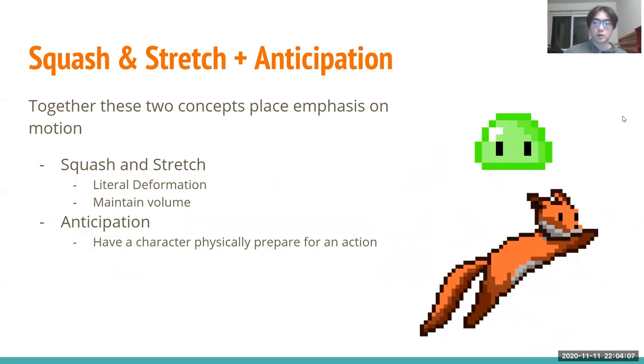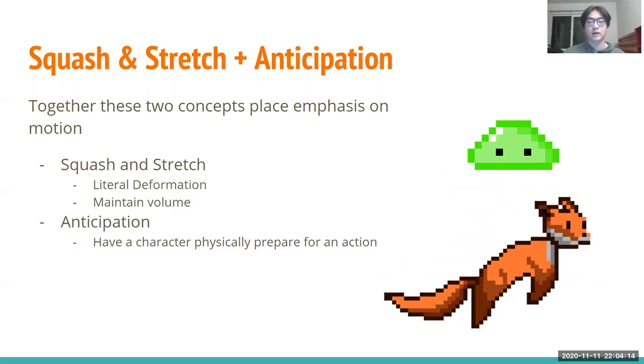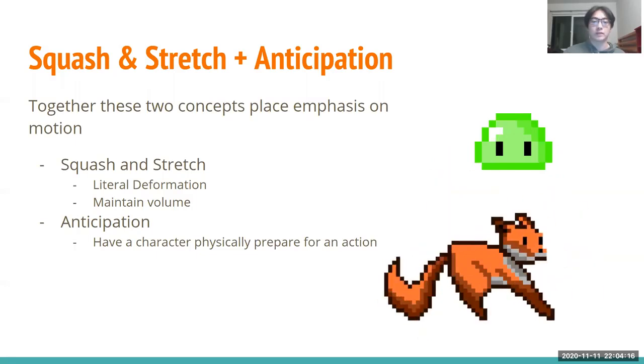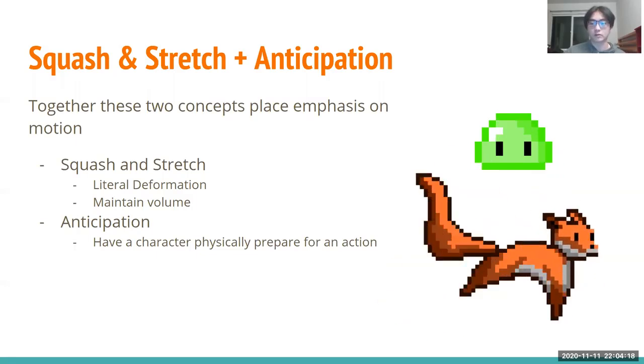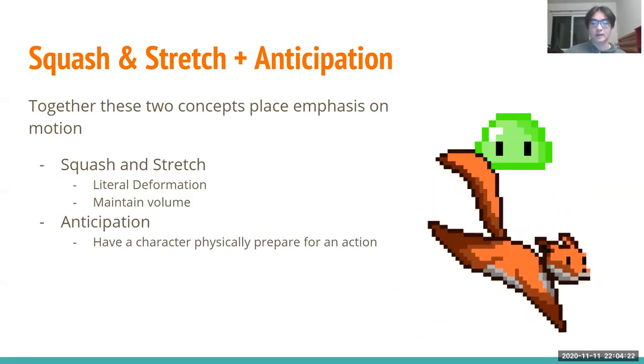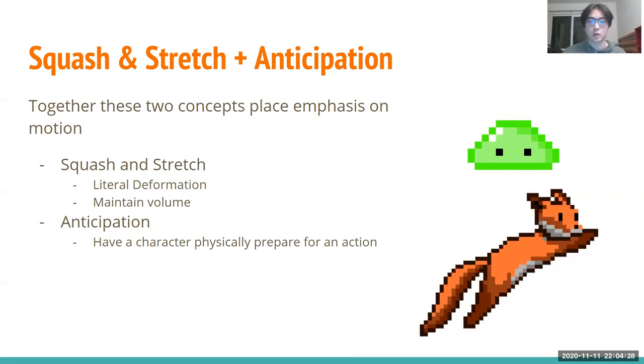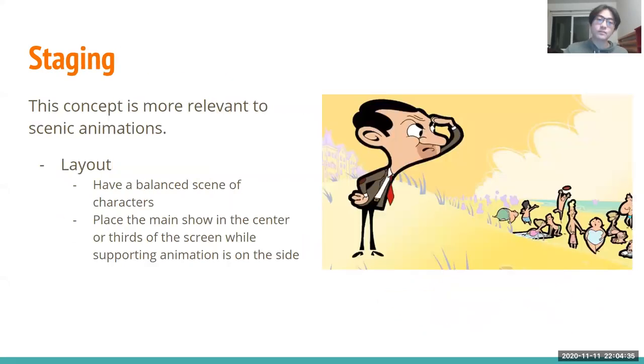And for anticipation, this is referring to animating so that you have a certain movement that signifies the main movement. So for example, if you have, let's say, this fox over here jumping, you would animate him sort of backing up before doing the actual jump. And in this way, the audience can anticipate the actual action, and then this makes the jump feel much more natural rather than sudden.